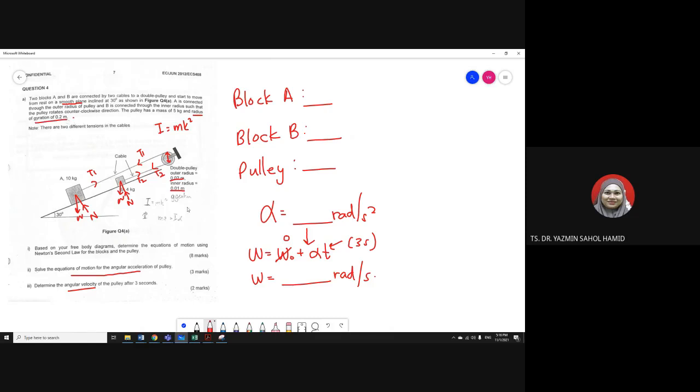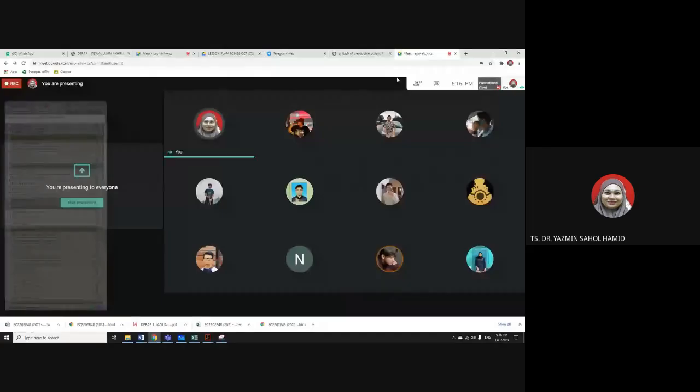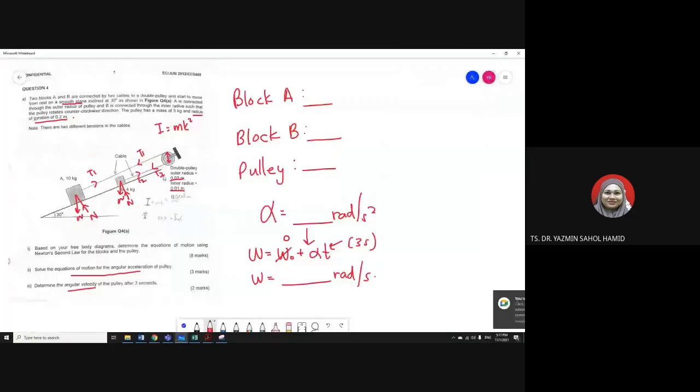So do you think you can try to answer this question also? Boleh? Boleh, Doktor. I think you can try because you need to try. If you try more questions, the more ideas you have to solve and you can solve. If you notice, the questions are also similar. Only the diagram changes.